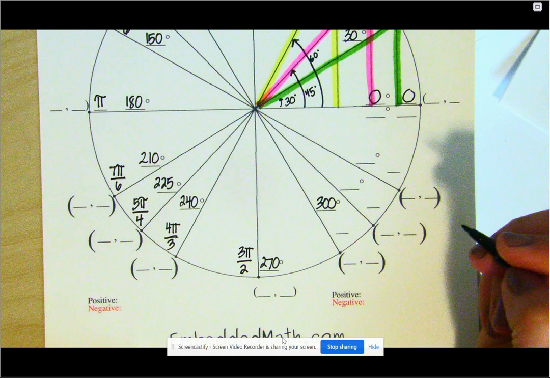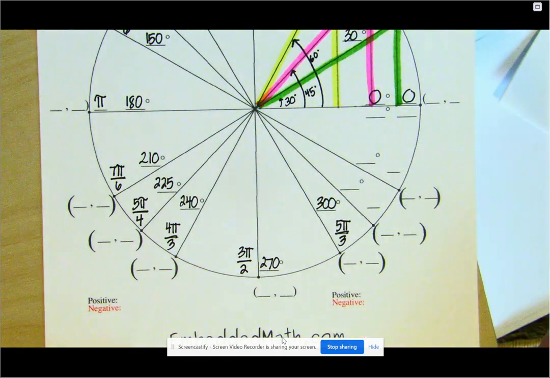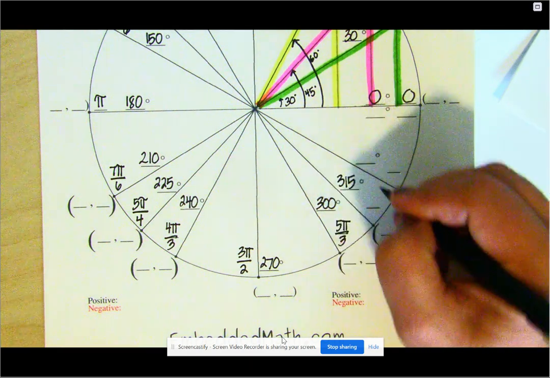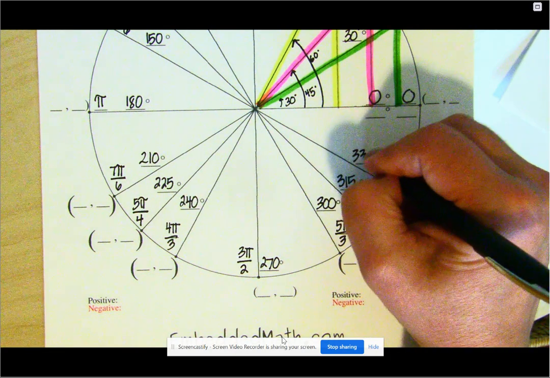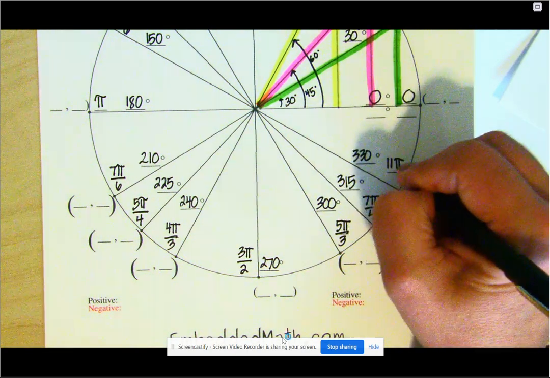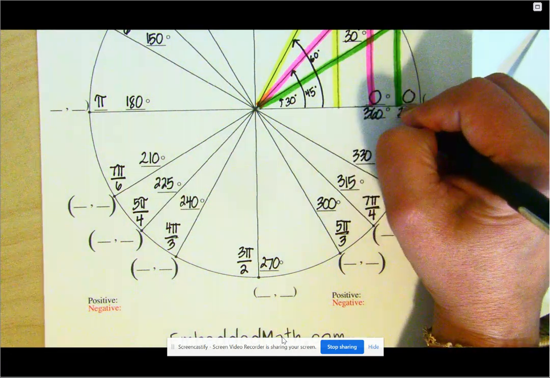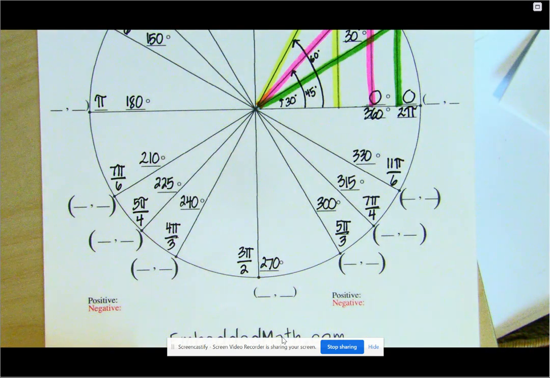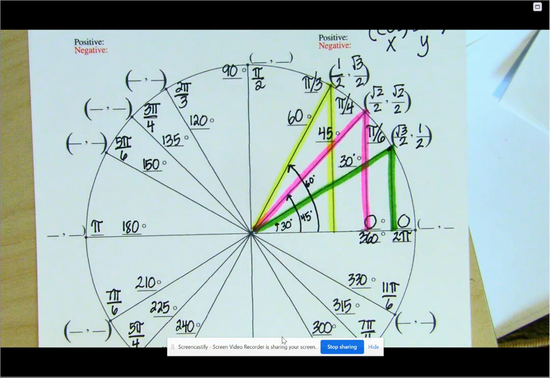300, which is 5 pi over 3. 315, which is 7 pi over 4. 330, 11 pi over 6. And finally, 360 degrees, which is 2 pi. If you're still struggling on those, you can go back and watch last week's video, and there's some helpful strategies on how to figure those out quickly.